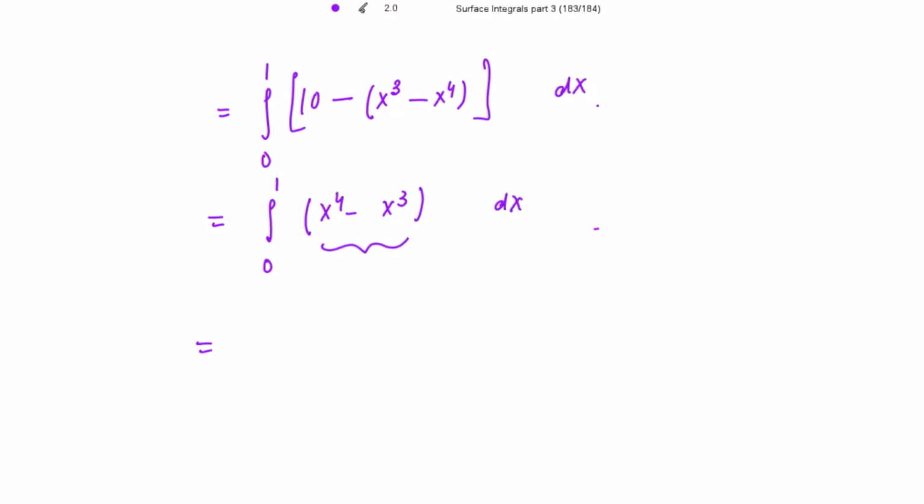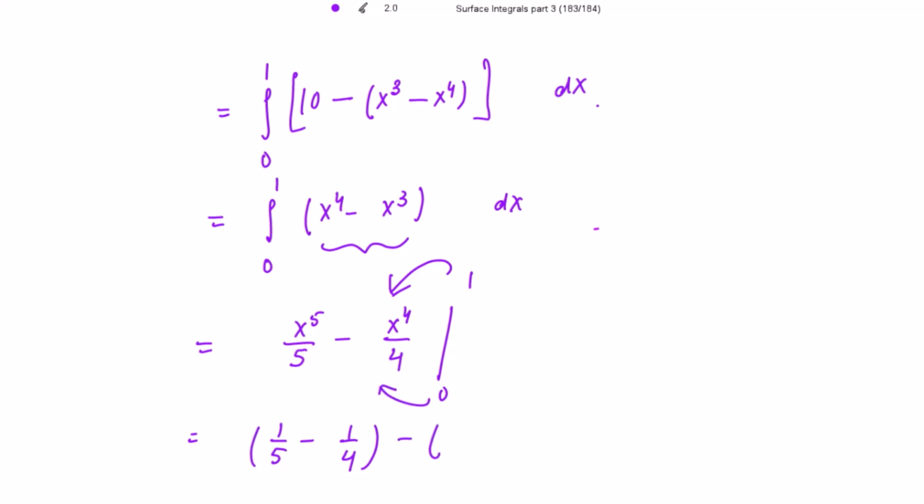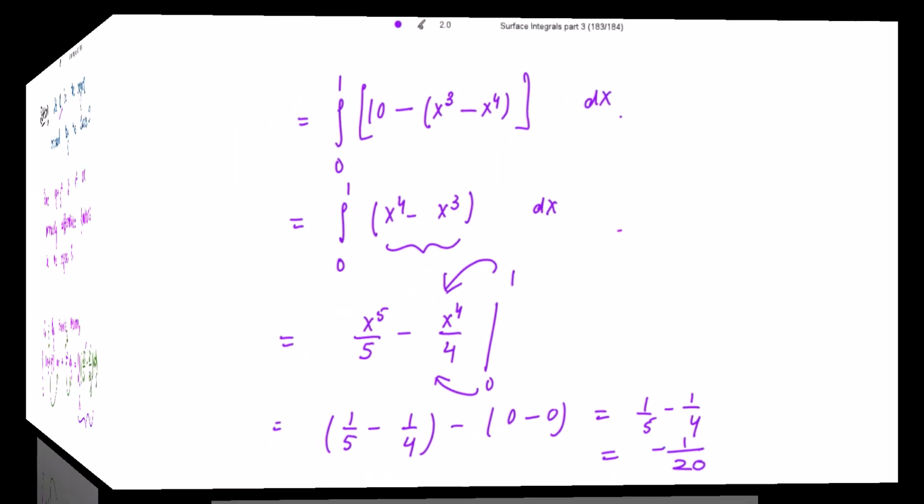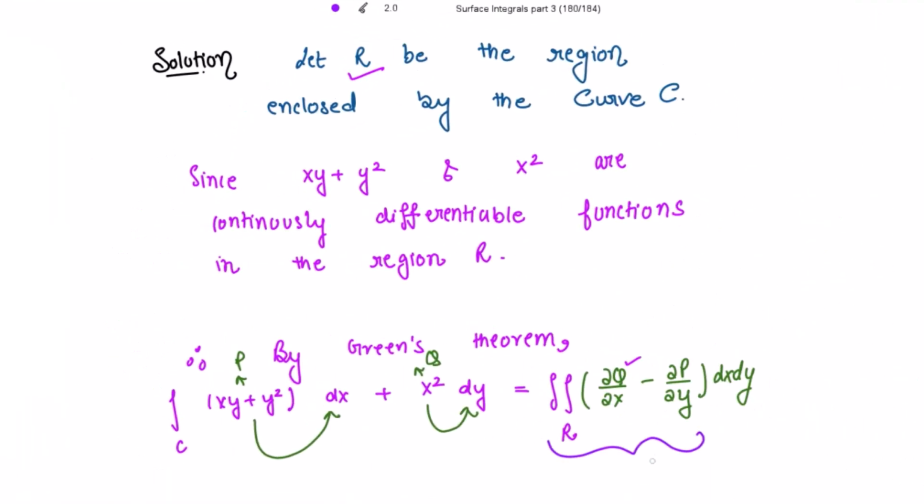Integrating this with respect to x, we get x to the power 5 divided by 5 minus x to the power 4 divided by 4, with limits from 0 to 1. Putting the upper limit for x, we get 1 divided by 5 minus 1 divided by 4, minus, putting the lower limit for x, we get 0 minus 0. So that is equal to 1 divided by 5 minus 1 divided by 4, which is equal to minus 1 divided by 20. That is, this right hand side is minus 1 by 20.